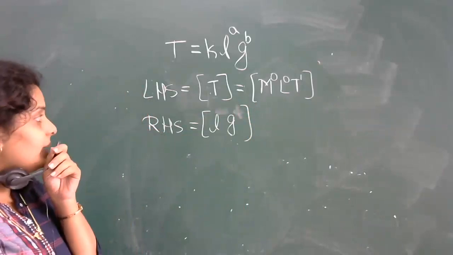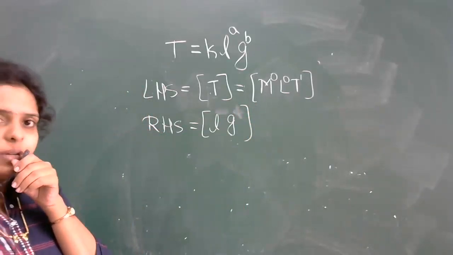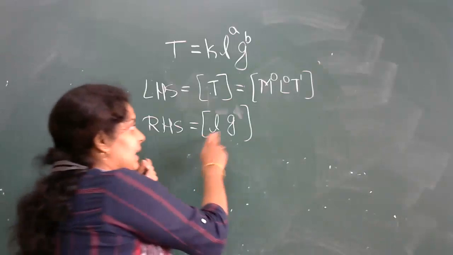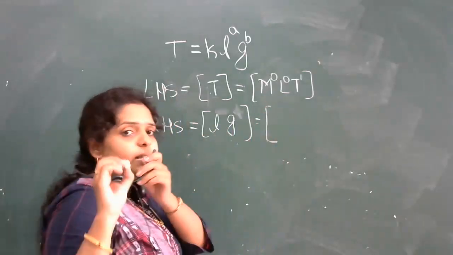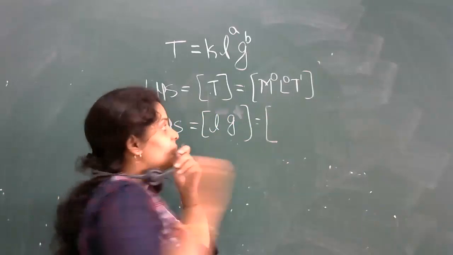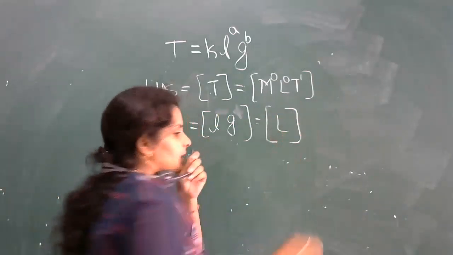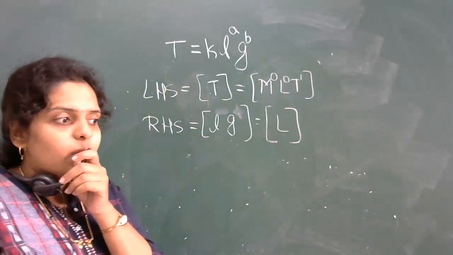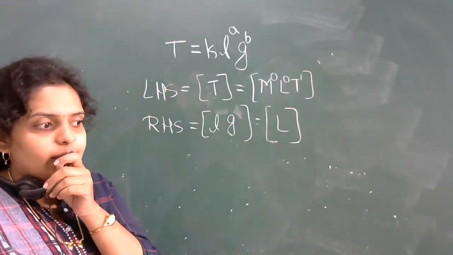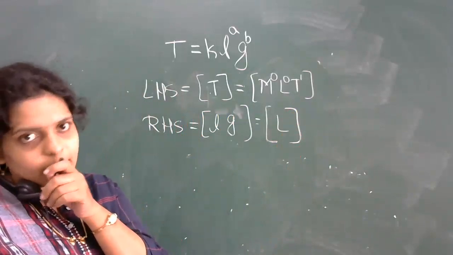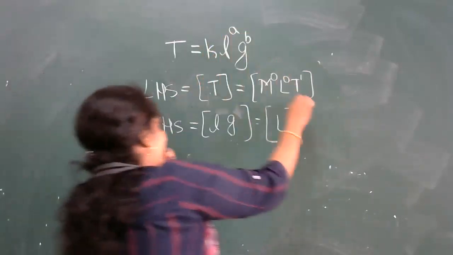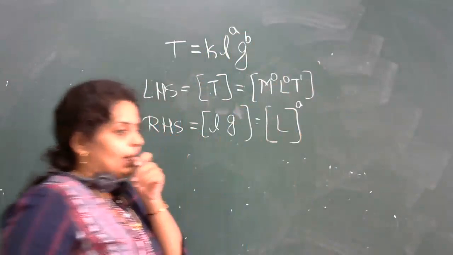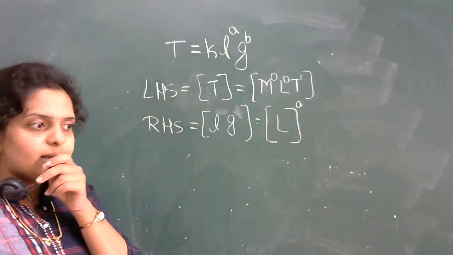So RHS, what are our dimensions here? That is L and G. Write the dimension formula of length. What is the dimension formula of length? It is written as L itself, because length is a fundamental quantity. Therefore, I'll write it as L. To the power what do you have? To the power I have A. So to the power I'll write A.